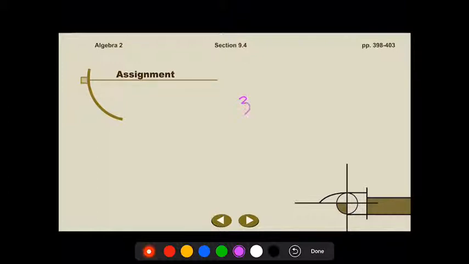So I want you to do numbers 3 through 33. This time I want you guys to do the odd problems. So 3 through 33 odd. And that'll give you some good practice for these types of problems. But again, this lesson will be due on Friday.